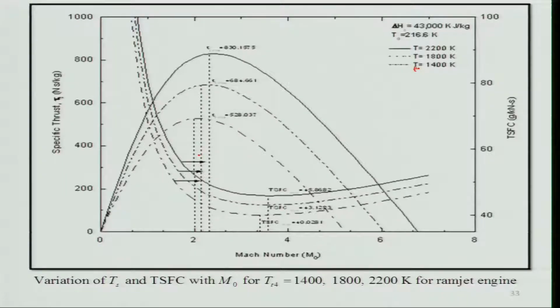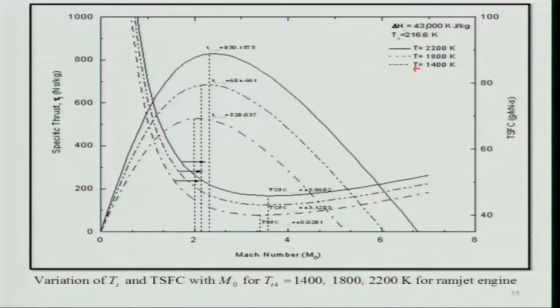Because suppose you are flying at, let's say, Mach number 3, for a lower temperature. So what will happen to the temperature at the exit of your air intake? It will be much higher, and then there is not much heat you can add to the fuel because of the restriction on the temperature, 1400 Kelvin, right?